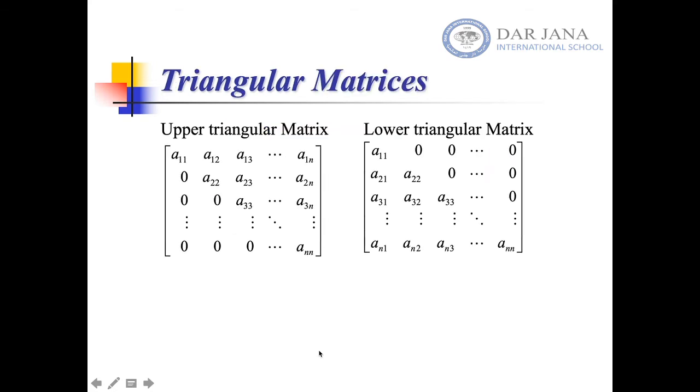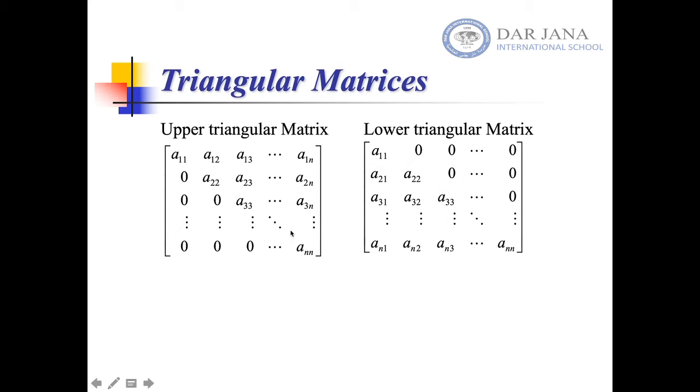Now, going on with our lesson, triangular matrices. What do I mean by triangular matrices? We have upper triangular matrices and lower triangular matrices. Upper triangular matrix means all the elements under the diagonal are zeros. So if you look here, all the elements under the diagonal are zeros. This is called an upper triangular matrix. In a lower triangular matrix, all the elements above the diagonal are zeros.